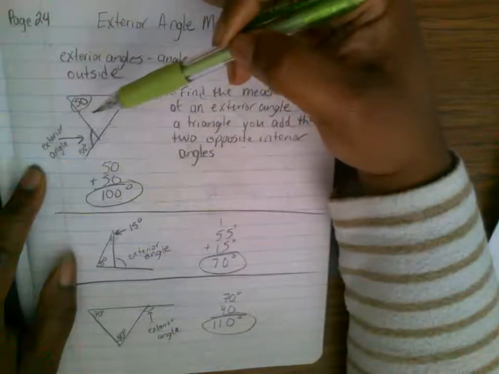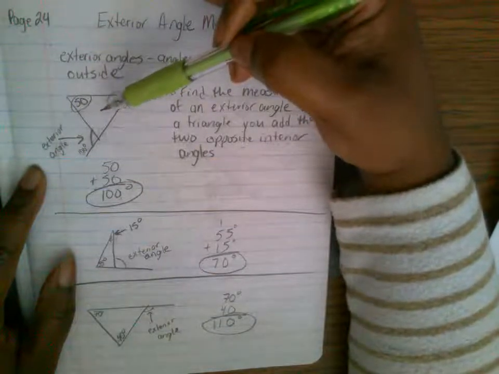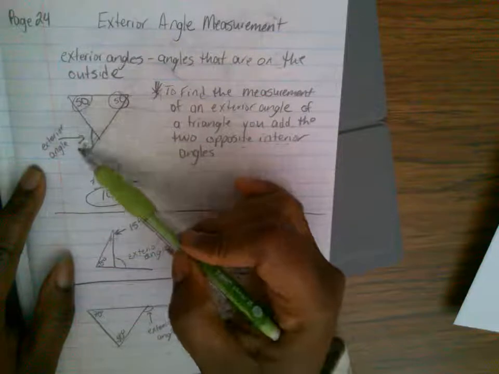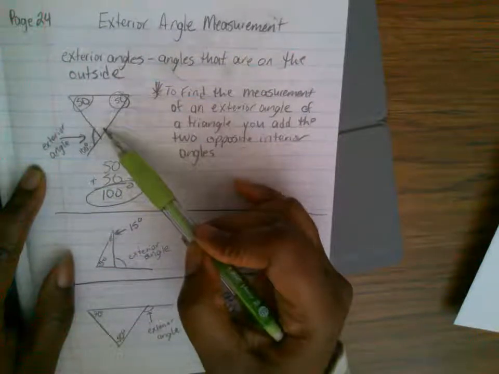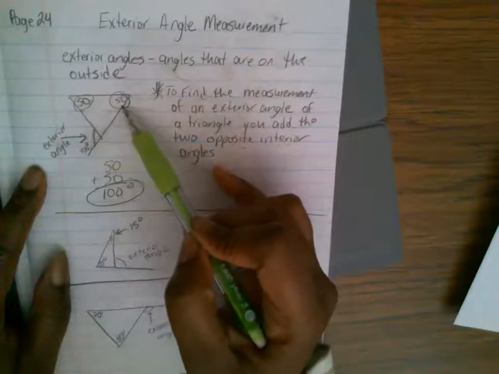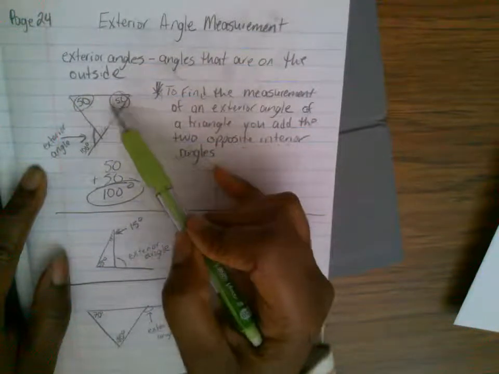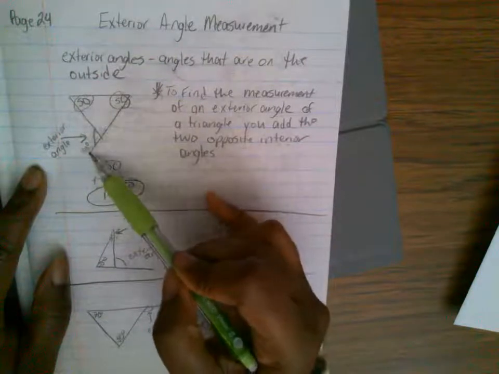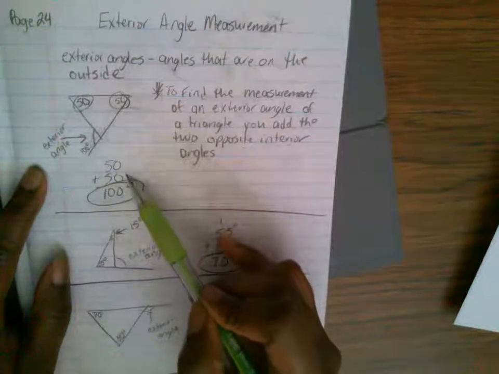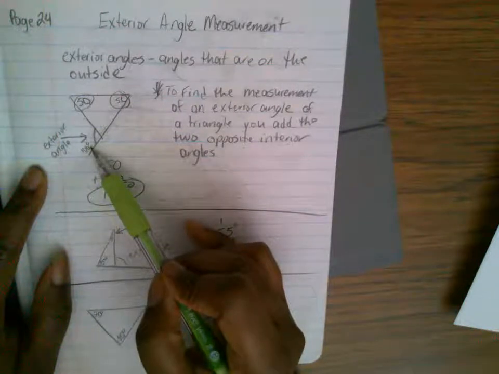So opposite interior, first of all, interior are the angles that are on the inside. Opposite interior are the angles that are not directly beside it, but on the other side of the exterior angle. So not this angle that's right here that's directly beside it, which is adjacent, but the other two interior angles. These angles are on the opposite side of the exterior angle. So when you add these two angles together, that gives you the measurement of the exterior angle. So 50 plus 50, which is what I showed here, is 100. So the exterior angle is 100 degrees.